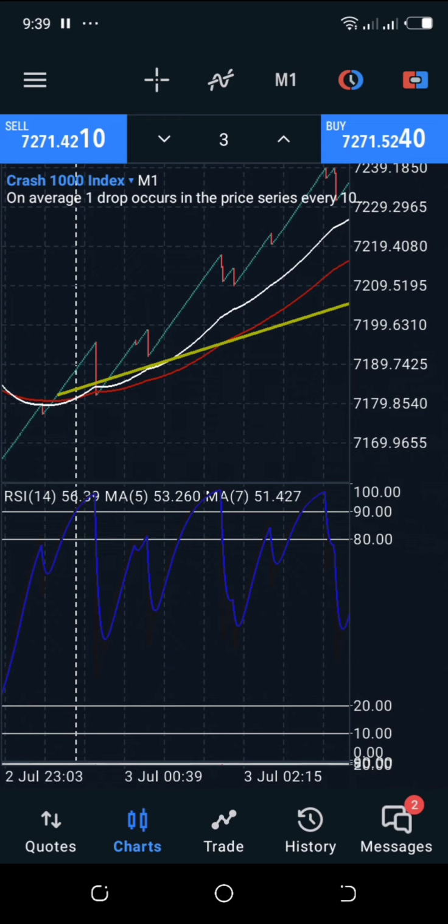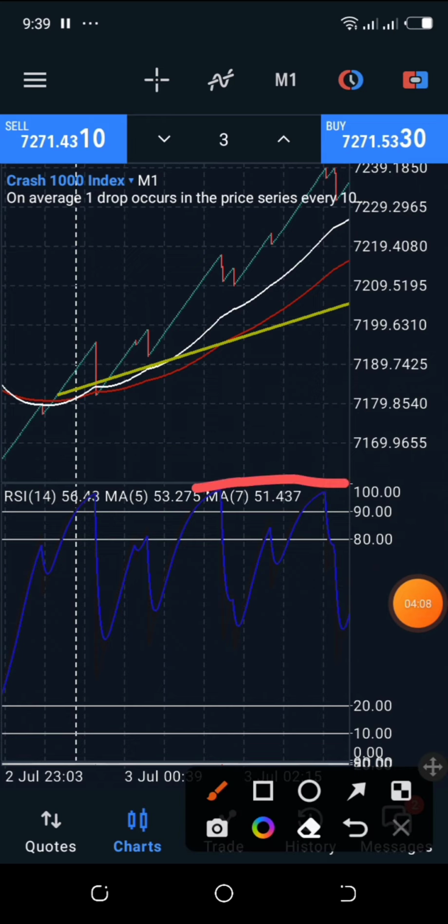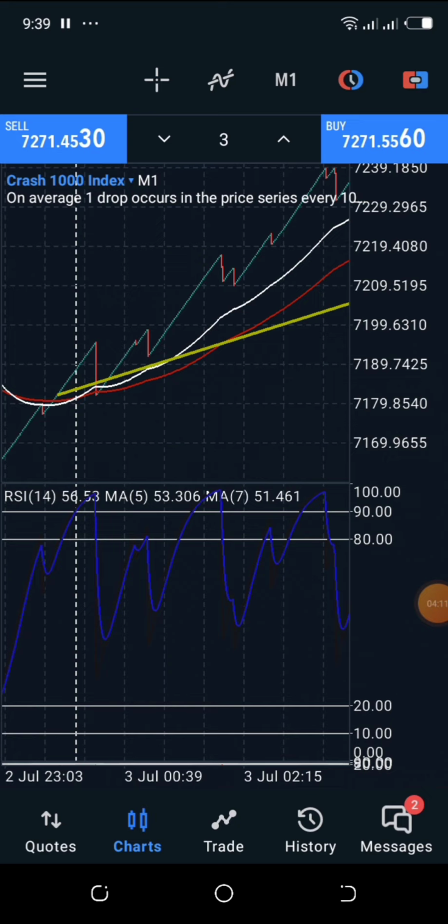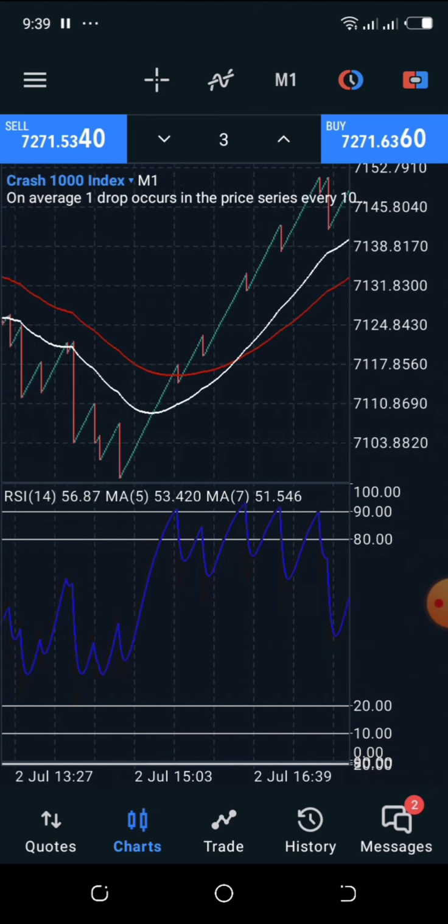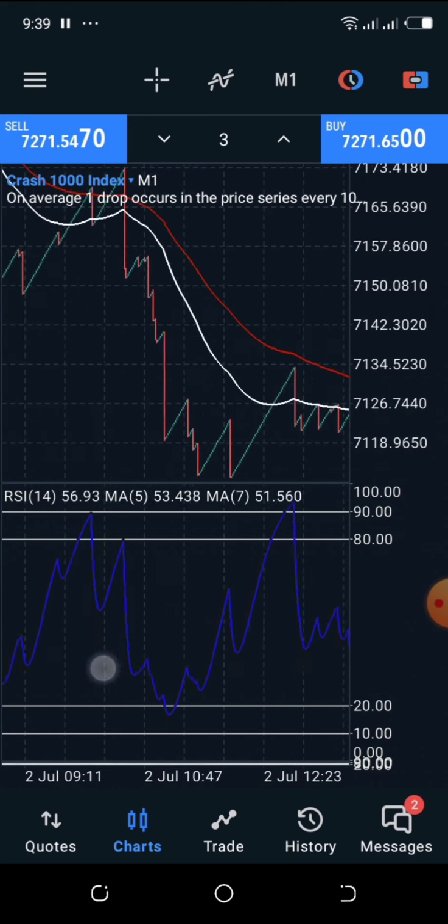Where's level 100? All right, we consider this line here as our level 100. So we will be waiting and looking out for that particular price point whereby the indicator touches level 100. At the point where it touches level 100, we are going to be making some decisions. Let's quickly look for that region where we have something like that.